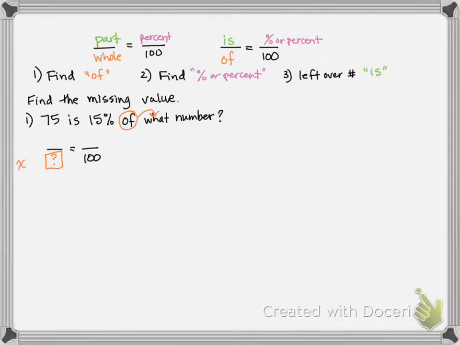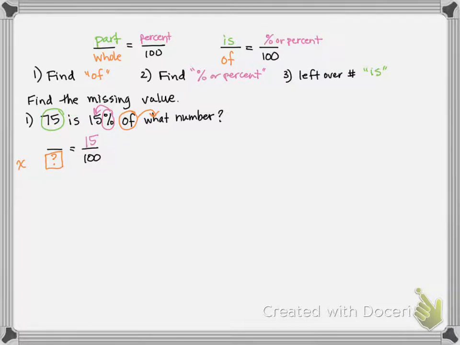Next, I'm going to find my percent symbol, or the word percent, and I always look in front. So the 15 is going to go over the 100. Okay? Then I'm going to look for whatever is left over. And the leftover number would go, notice everything but the word number and is, in pink. So here's the weird thing about the is number. I'm going to take that arrow off.